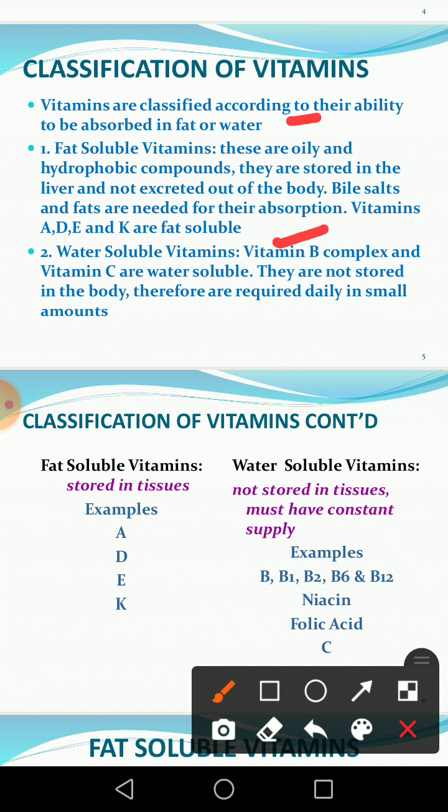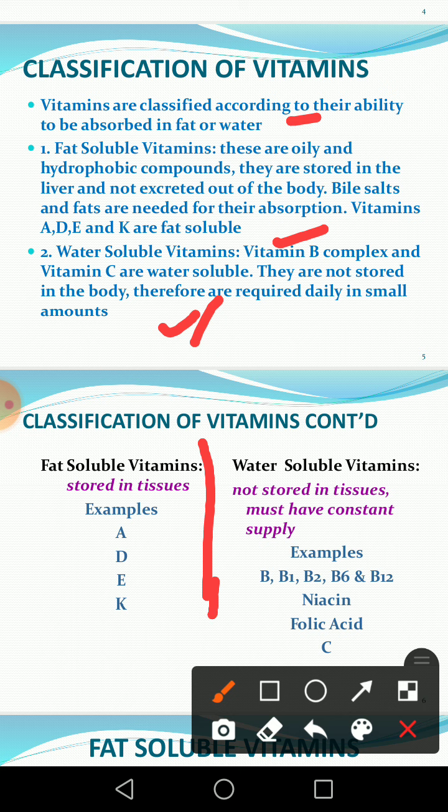Vitamins A, D, E, and K are fat soluble. Which vitamins? Vitamin A, D, E, and K. Water soluble vitamins: vitamin B complex and vitamin C are water soluble. They are not stored in the body, therefore they are required daily in small amounts. If we talk about the classification of vitamins, we say fat soluble vitamins and water soluble vitamins.